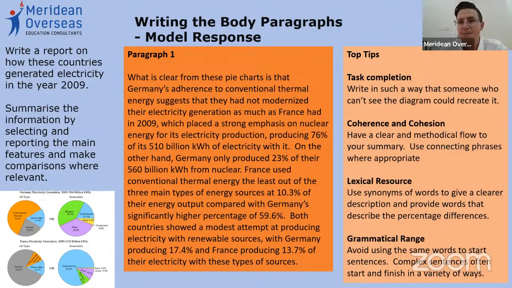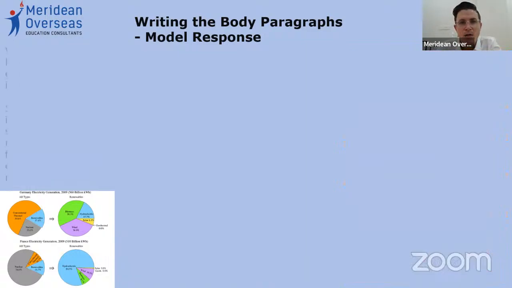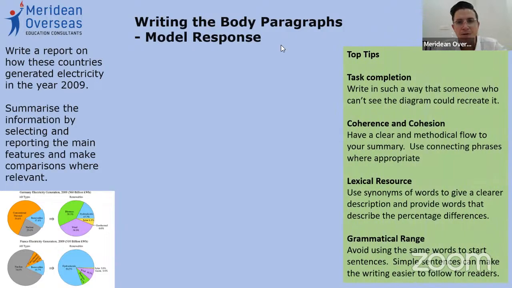And so there, as you can see, I've hit the top tips. It's very important that you should be able to talk about it in a way that someone who can't see the diagram could recreate it. Now I'm going to focus on paragraph 2. I'm going to just leave this up there for a minute. I want you to think about what could make that a successful paragraph by following those top tips. Bear with me.